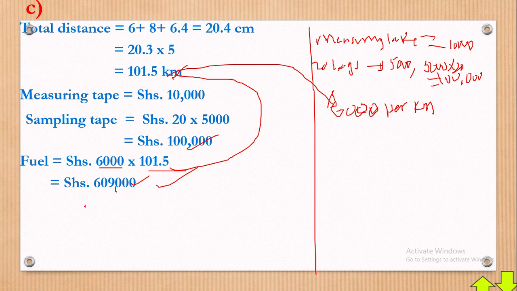Okay, to get the total you add this plus this. In fact, the total will be 609,000 plus 10,000 plus 100,000, and we shall have that as our total. So total cost is shillings 719,000. As simple as that.